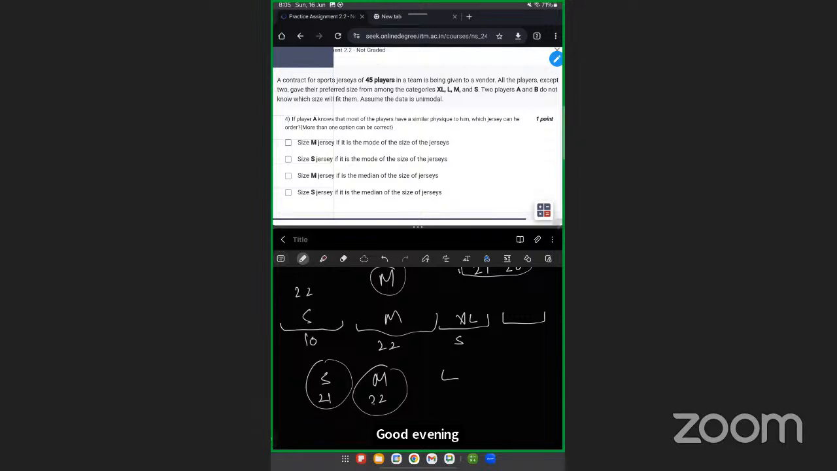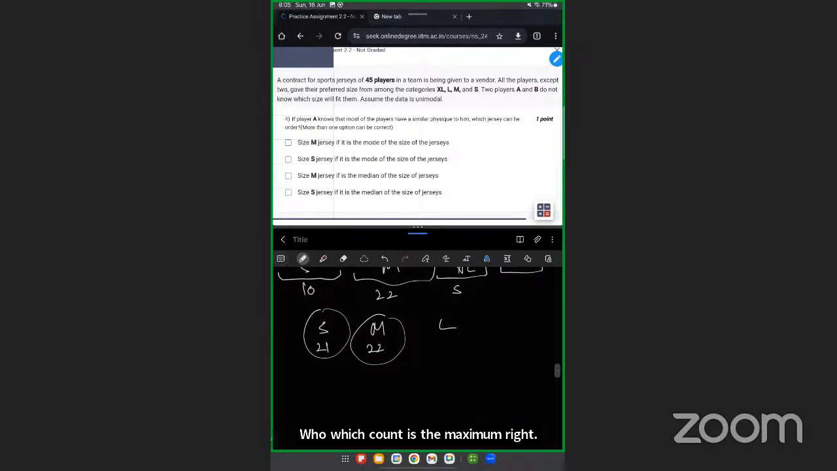See, he doesn't want median. He wants the mod guy, right? Mod means maximum. Which count is the maximum, right? So maximum can happen in many ways, but the edge case is when he is 22, right? So out of 43, when he can be maximum, like 22 guys, 22 plus 21. So this is the edge case.